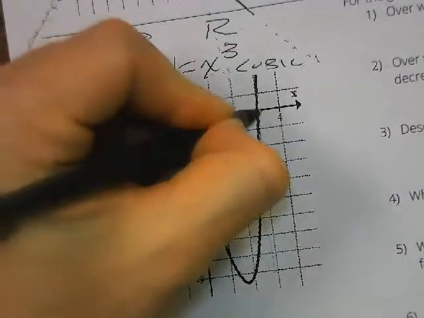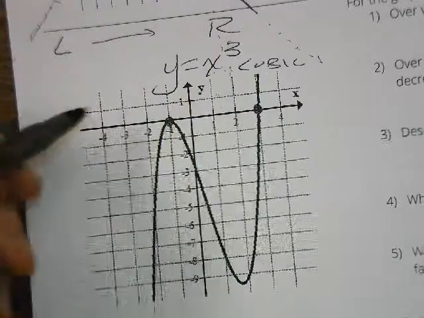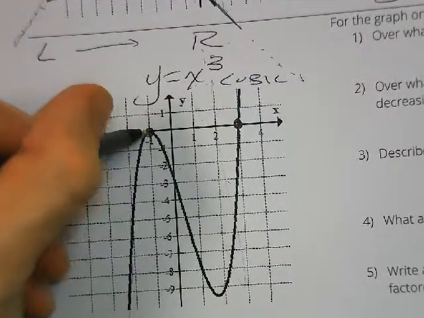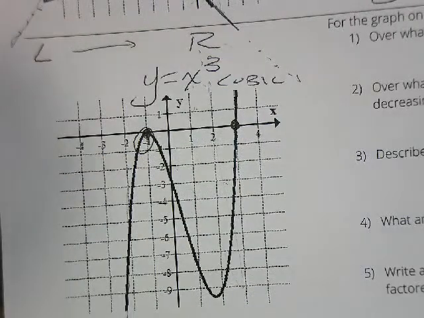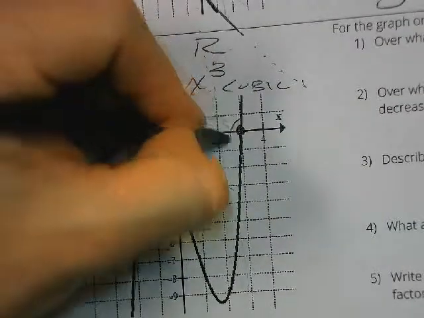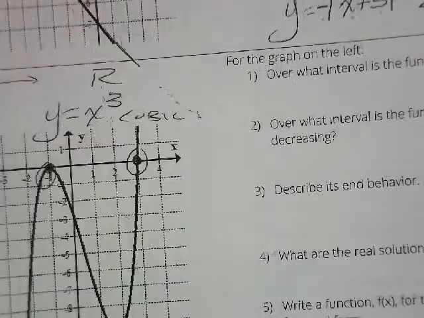So in my bounces, this is going to be a double root. In other words, I'll have 2 roots at x equals -1, and then I'll have 1 root at x equals 3. So let's take a look at what that would look like over here mathematically.